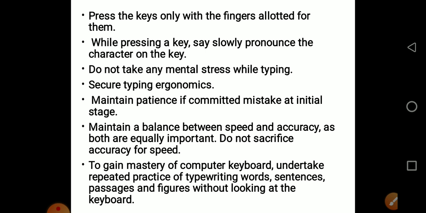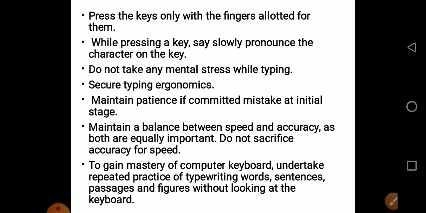Press the keys only with the fingers allotted for them. Now I've told you what are the fingers allotted for each key. So you have to use those fingers only for your fingering, not using the other keys. While pressing a key, say slowly, pronounce the character on the key. You are in the beginning stage, right? You are learning the skills now. So when you press the key, you can just murmur. Just slowly you can say. Suppose if you want to press A, press with your little finger and say A. Like that, so it is easy for you to memorize. This finger is for that key.